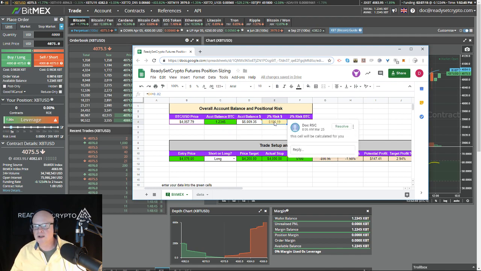And so now what I have is a 2% risk. So 2% of $5,000 is about $100, and that makes sense. We've got a nice round number that we need to calculate too. Okay, everybody with me so far?